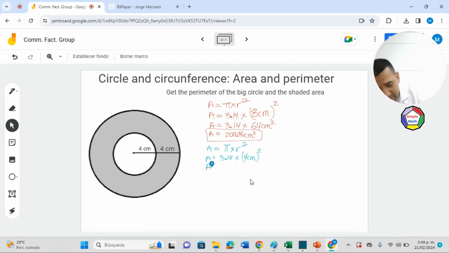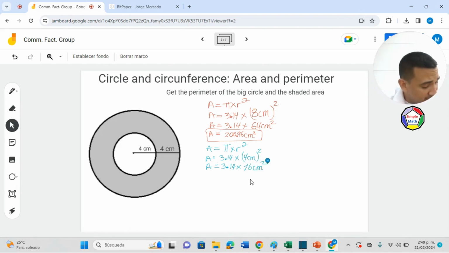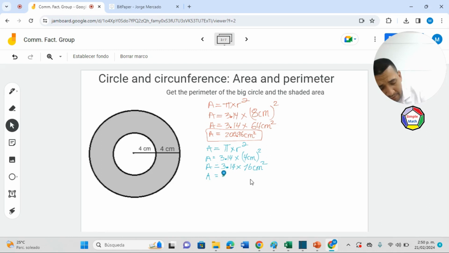Now we solve the parentheses. So the area of the circle is 3.14 times 4 to the second power, which is 16. Centimeters to the second power stays centimeters to the second power. How much is 3.14 times 16? It is 50.24. So the area is 50.24 centimeters squared. That's the area of the small circle.